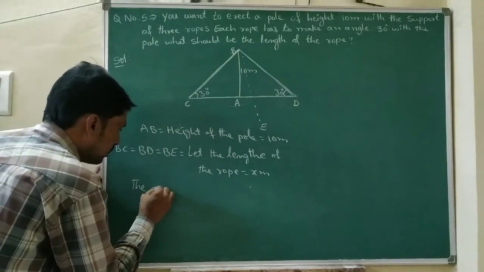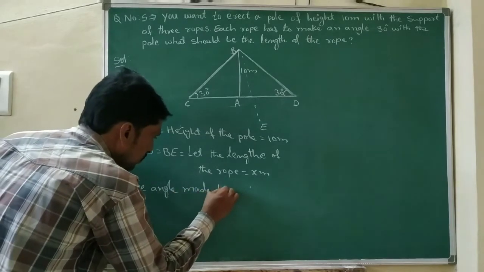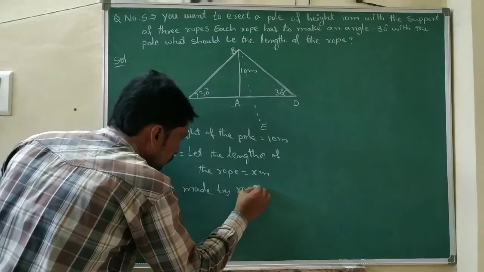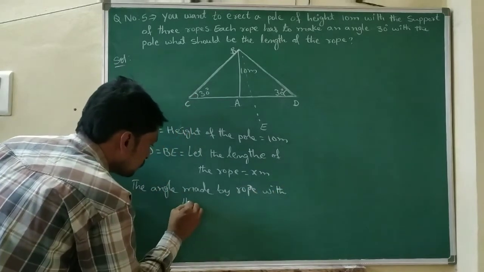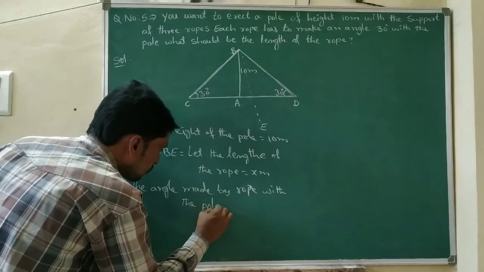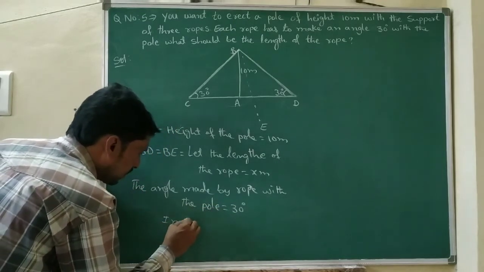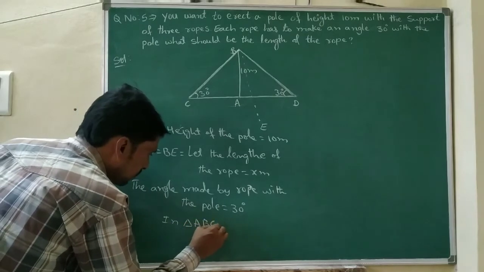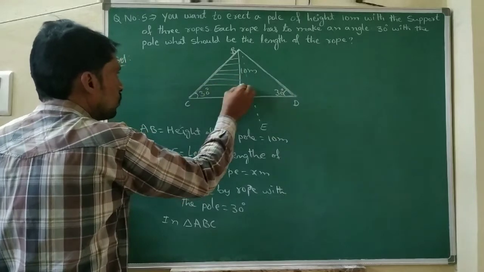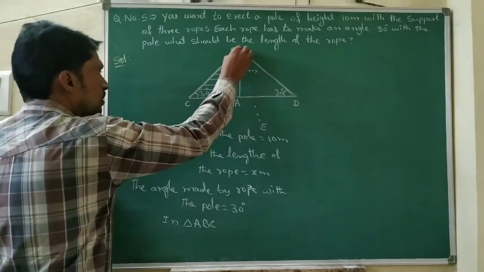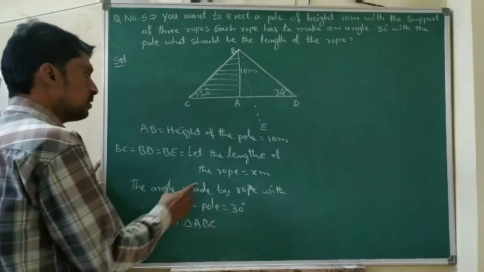Now here I am taking the elevation angle. The angle made by the rope with the pole equals 30 degrees. Now I am taking triangle ABC. Just I am taking this triangle only. So from here to here we are getting the length of each rope.